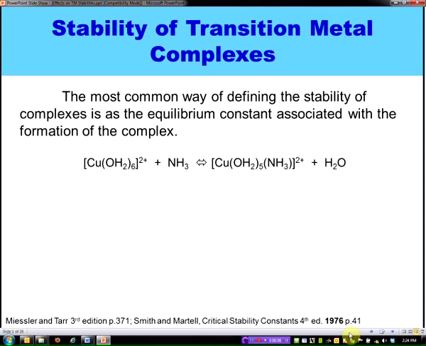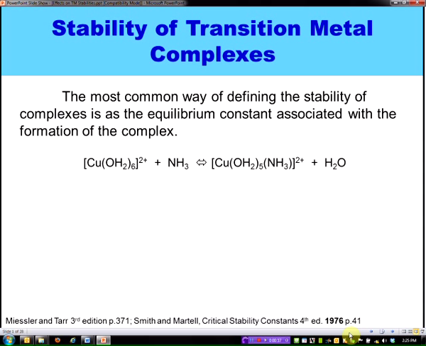So this is my series of slides that discusses the stability of transition metal complexes and the factors that affect the stability of transition metal complexes. And one of the reasons why we want to look at what makes a more stable transition metal complex is to better understand some of the reactions that occur, how you can design synthesis, and why some reactions or some products form over others.